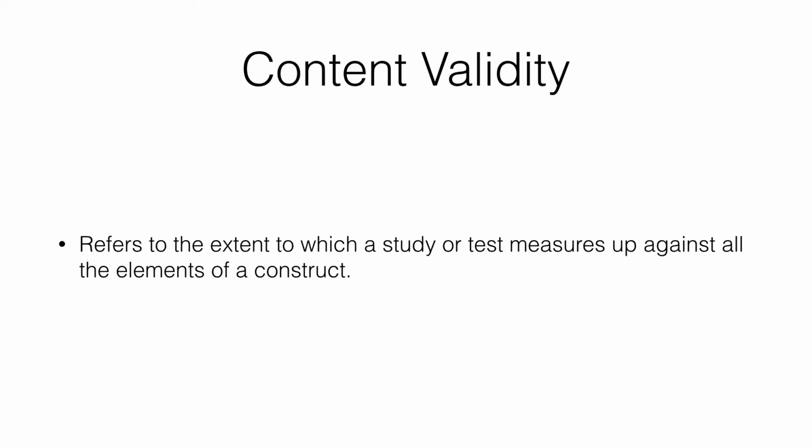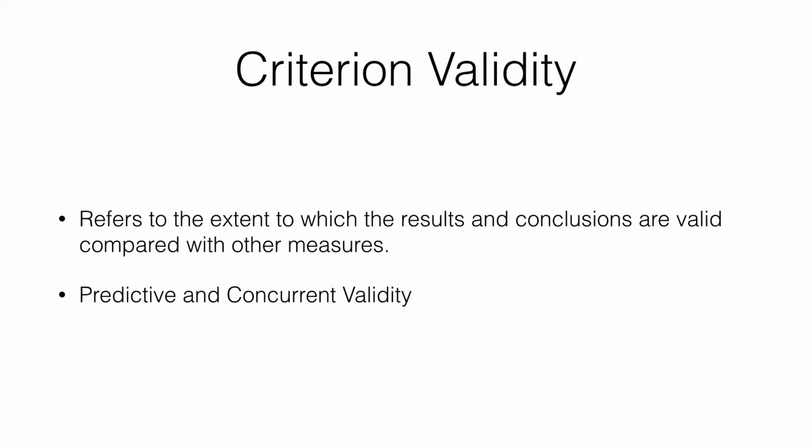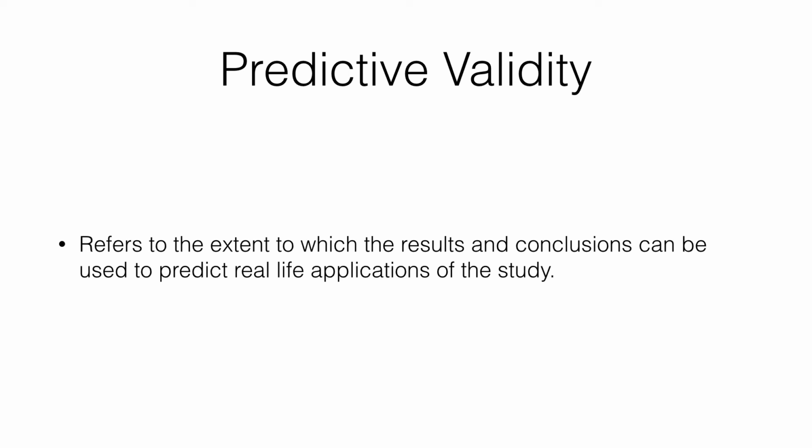The next type of validity we're going to look at is criterion validity, which is split up into predictive and concurrent validity. And this refers to the extent to which the results and conclusions are valid when compared with other measures. Predictive validity refers to the extent to which the results and conclusions can be used to predict real-life applications of the study. And this is not just real-life applications, but it can be used to predict what would happen in real life statistically.